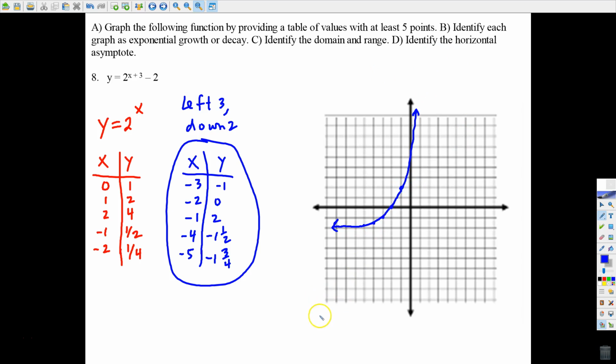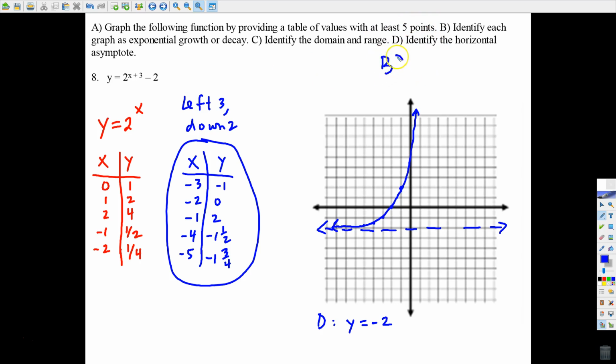A horizontal asymptote, which is part D, is the line y equals -2. We're going to approach that forever, but we will never reach it. Okay, so let's go ahead and identify the other points. We did part A, that's the graph.